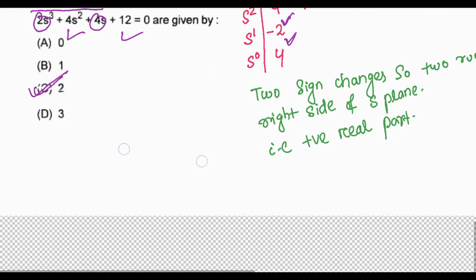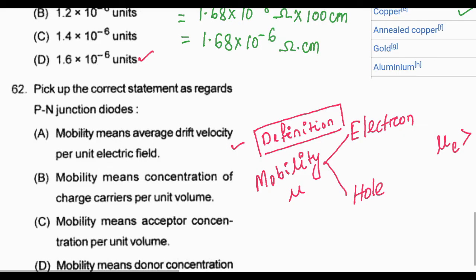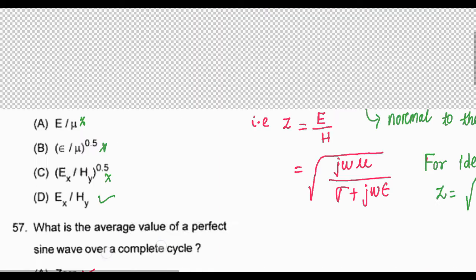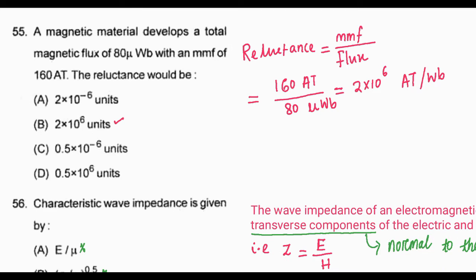Next question, question number 55. Question number 55 is given: a magnetic material develops a total magnetic flux of 80 microweber with an MMF of 160 ampere turn.